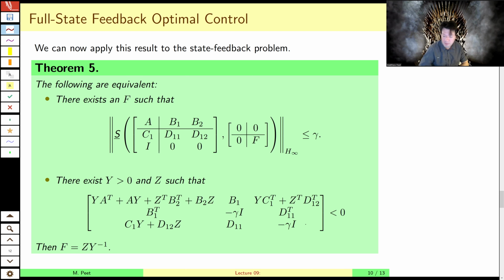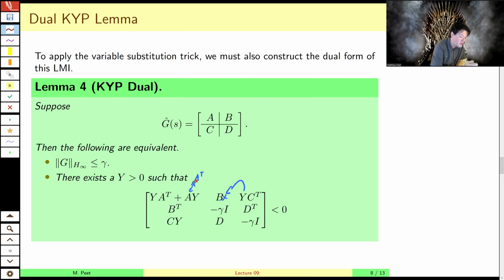Apply this dual KYP lemma by plugging in here for A, right? A is now A plus B2 F, I think we're calling it F. C goes to C1 plus D12 F. B is B1. D is D11. And then we get this all new version of the controller synthesis condition where F multiplies Y.